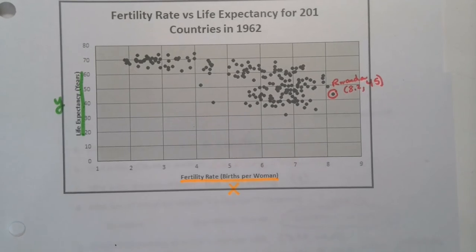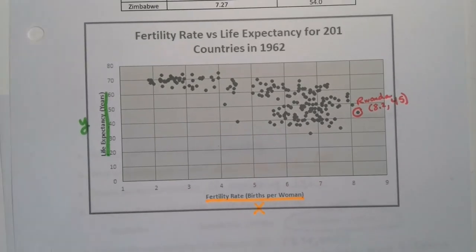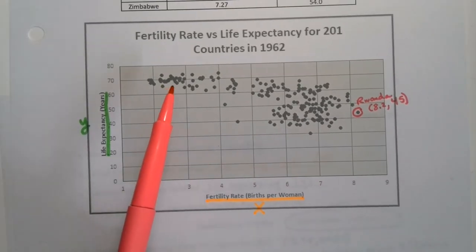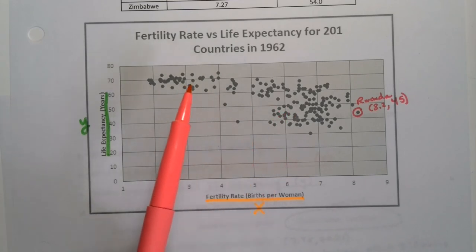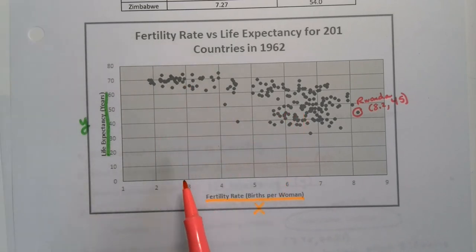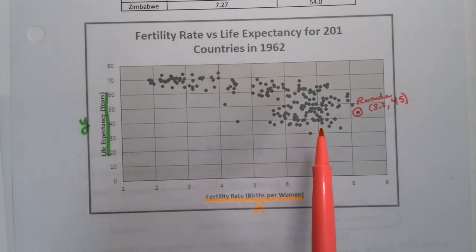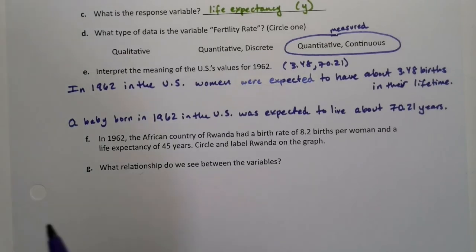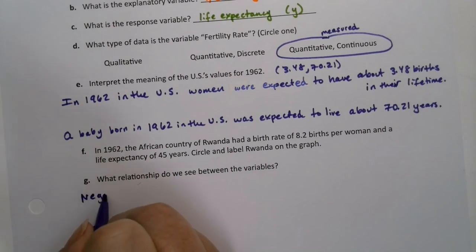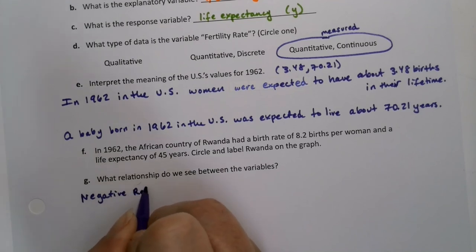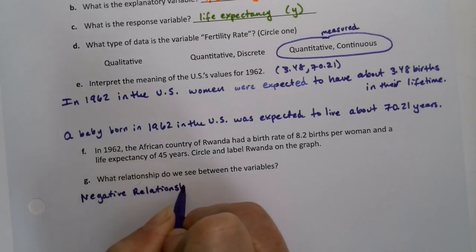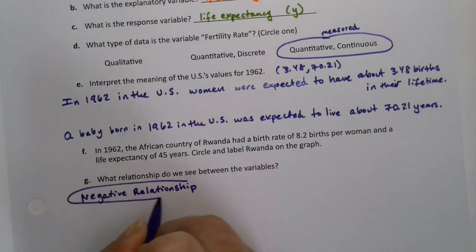Next, what relationship do we see? Well, I'm not even going to go to the next page for a second so we can look at this. The relationship we see is negative because as fertility rate increases, as we move to the right on the graph, the life expectancy is going down. So that's a negative relationship. So let's write that out. So we see a negative relationship. That's the mathematical term for that.